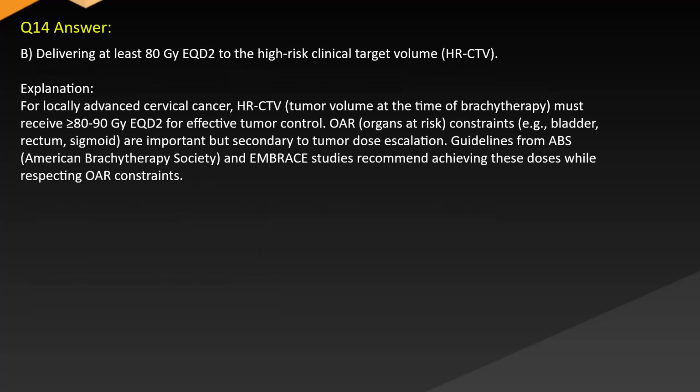Answer. B. Delivering at least 80 Gy to the high-risk clinical target volume, HR-CTV. Explanation. For locally advanced cervical cancer, the HR-CTV at the time of brachytherapy must receive 80-90 Gy for effective tumor control. Organs at risk constraints, e.g. bladder, rectum, sigmoid, are important but secondary to tumor dose escalation. Guidelines from the ABS, American Brachytherapy Society, and EMBRACE studies recommend achieving these doses while respecting all constraints.